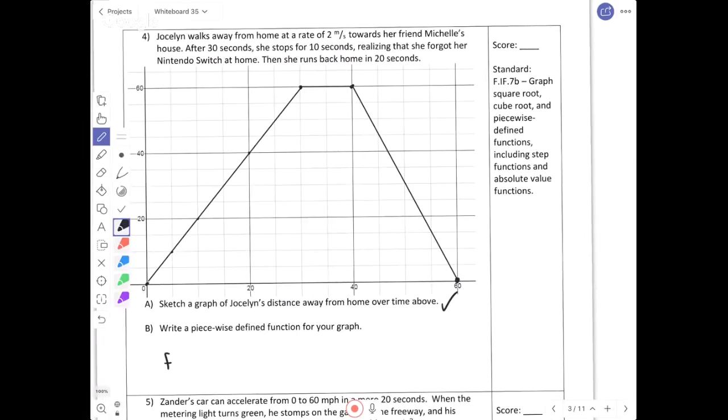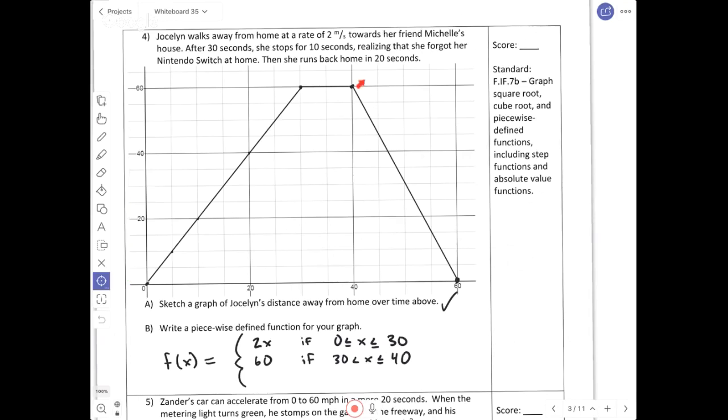So I see f of x equals the set of pieces, starting at the beginning with 2 meters per second. So 2x if 0 is less than or equal to x less than or equal to 30 seconds, the first 30 seconds. And then we were just at 60 exactly if 30 is less than x less than or equal to 40 seconds. And then we were going down.